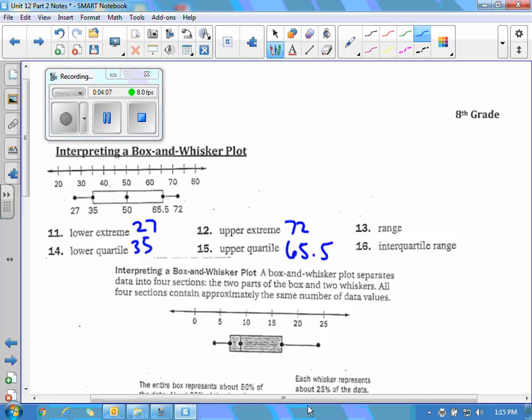Our range is 72 minus 27, the upper extreme minus the lower extreme. That's going to give us 45. The interquartile range is the upper quartile, 65.5, minus the lower quartile, 35. And that gives us 30.5. So that's how we find that.